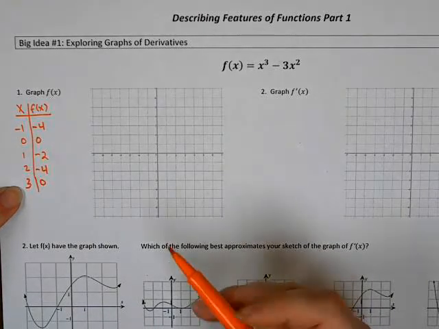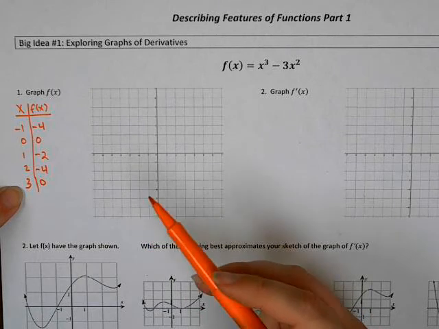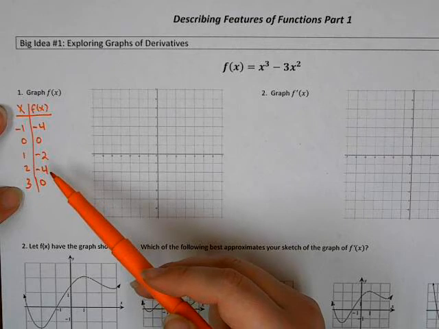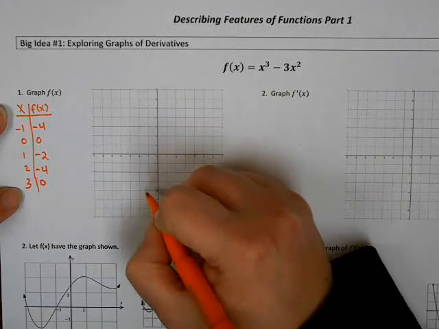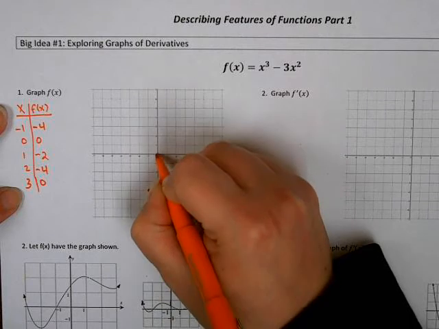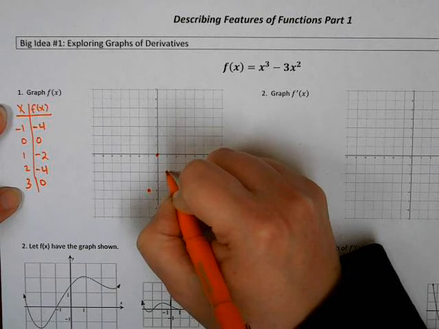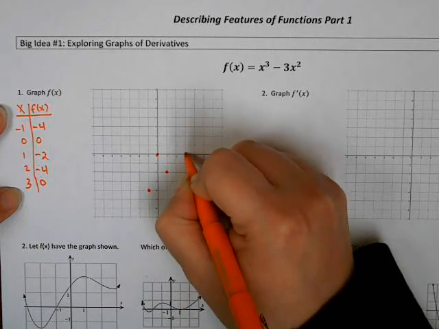If you need to write those down, go right ahead, and bear with me for now because I promise you they're right, but you're going to have to be able to do those without a calculator, so just FYI. So -1, -4, 0, 0, 1, -2, 2, -4, and 3, 0.